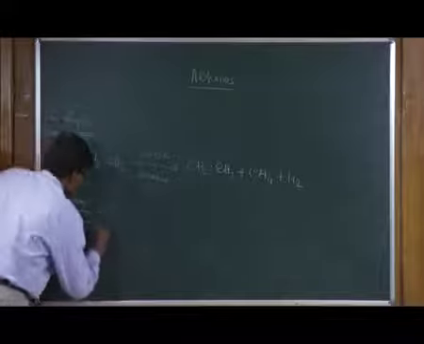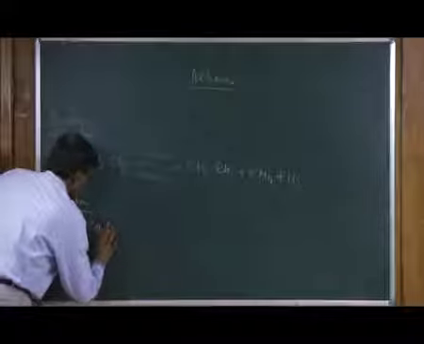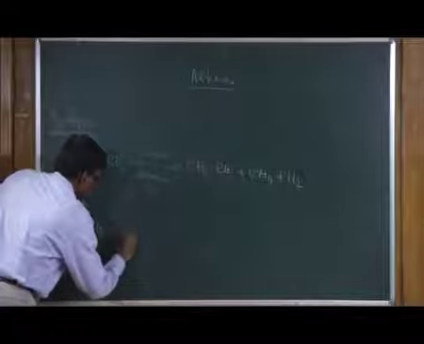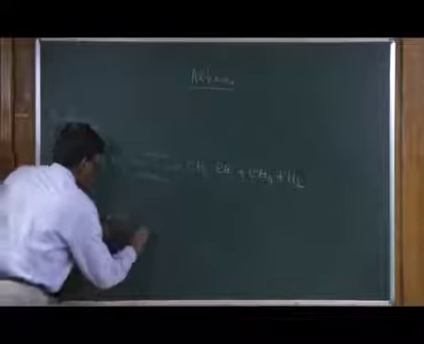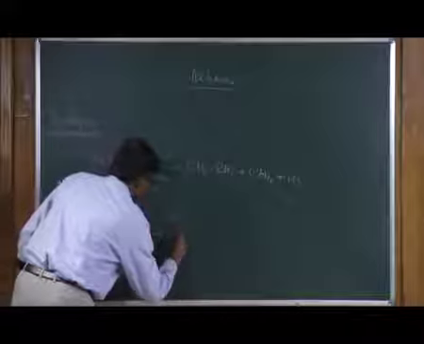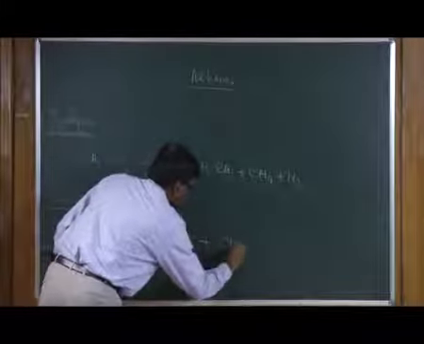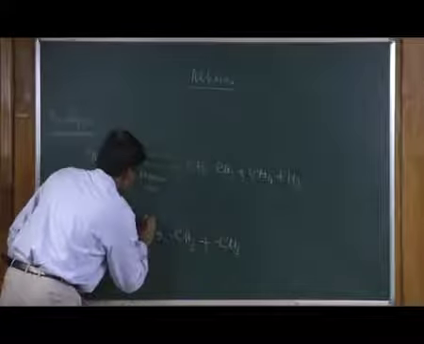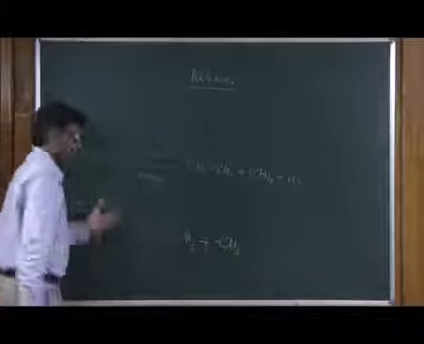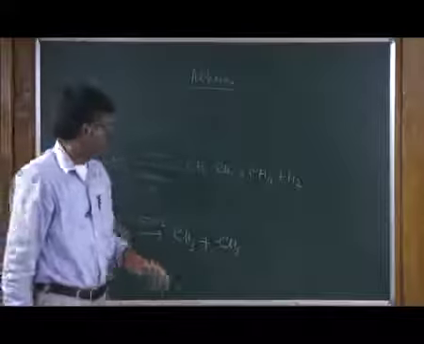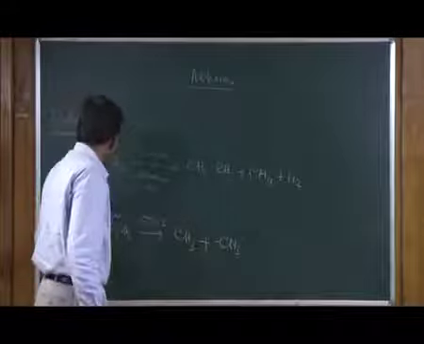So, the ethane can undergo homolysis to give 2 methyl radicals under heating at 500 degrees or higher temperature. You generate 2 methyl radicals. This is the initiation step.